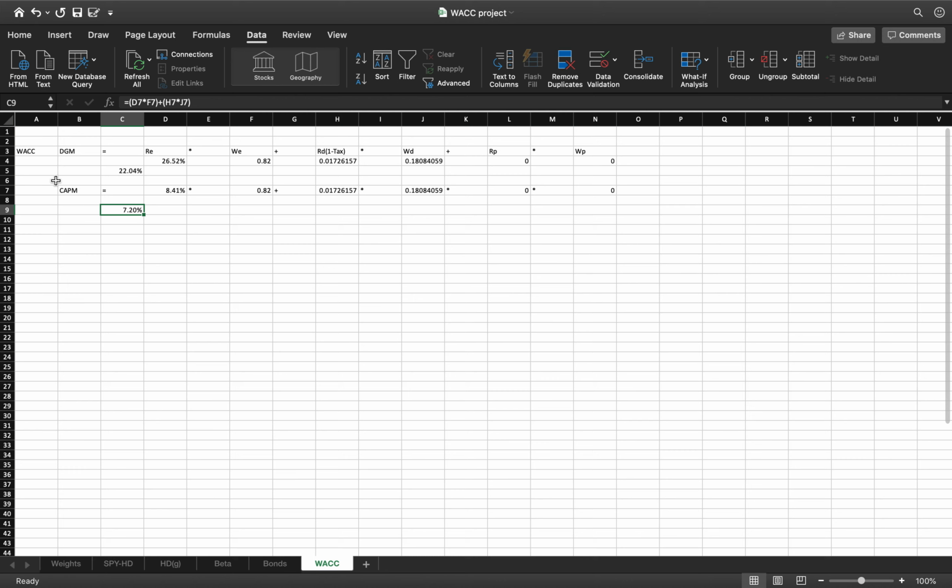Now, using your CAPM model, we had a lower value in rate of equity at 8.41% instead of 26.52%, but doing the same as we did for the first one, it gives you a value of 7.20%. With this information, I believe that Home Depot should restructure their capital to compensate for their extremely low stockholders' equity.